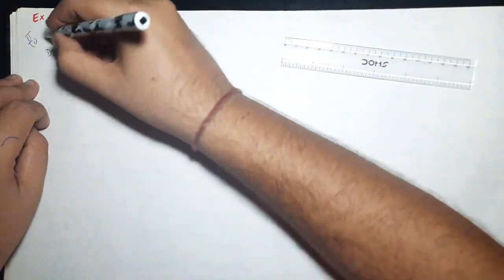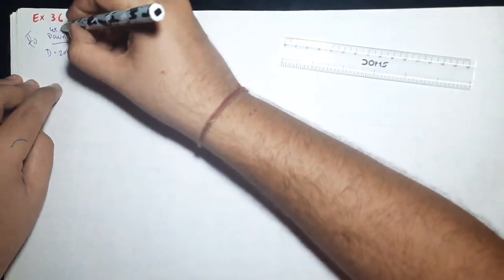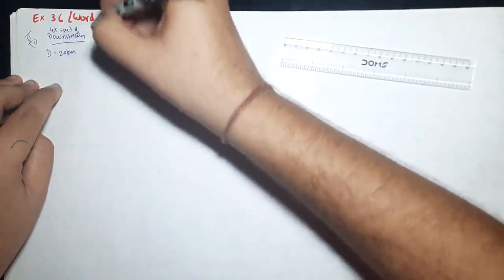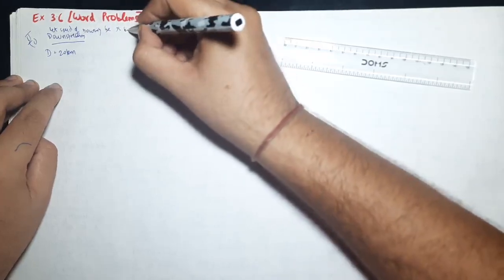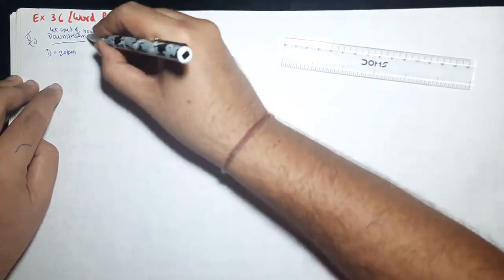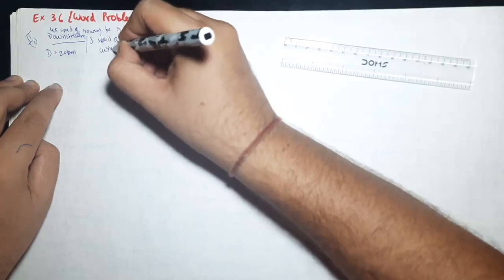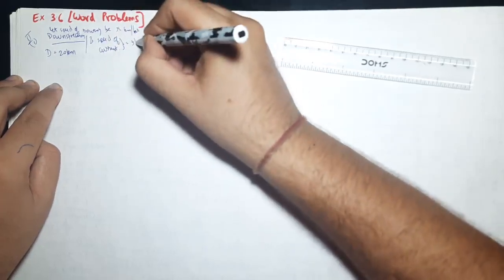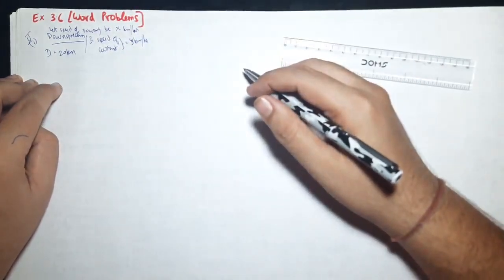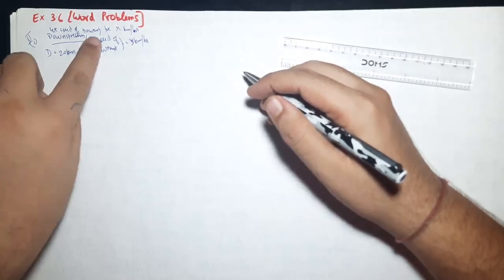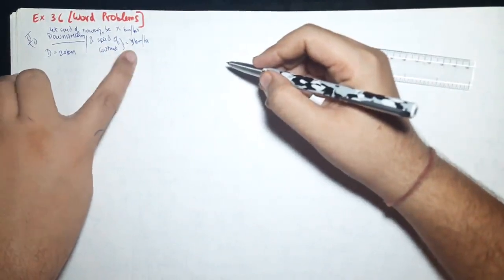So before starting the downstream, we have to specify x and y. Let the speed of rowing be x kilometer per hour and the speed of current, means water, is y kilometer per hour. The speed of rowing is x kilometer per hour in still water, and I don't have place, so write in still water over here, and the speed of current is y kilometer per hour.